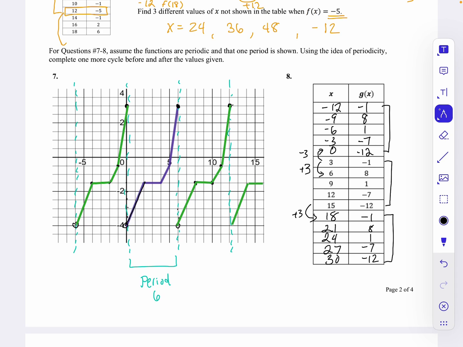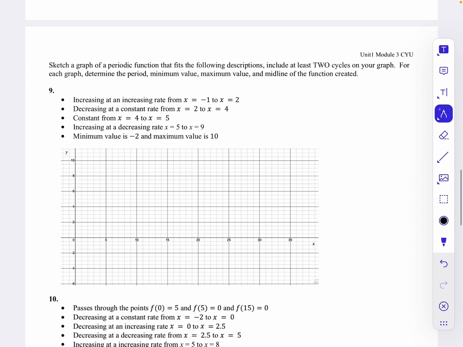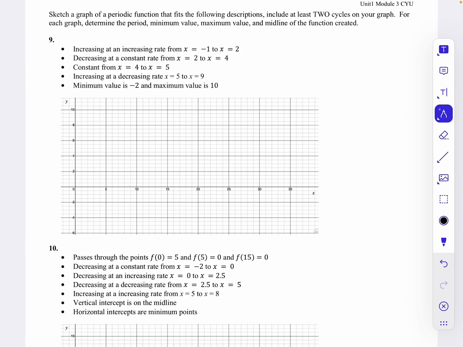We'll notice this function has a period of 12 units. The previous period was 6, and this period was 12. It's pretty straightforward when we're given the period and what the function looks like. What gets a little trickier on the next 2 problems is that we're just given some general descriptions about rates of change and then asked to create what this periodic function might look like.